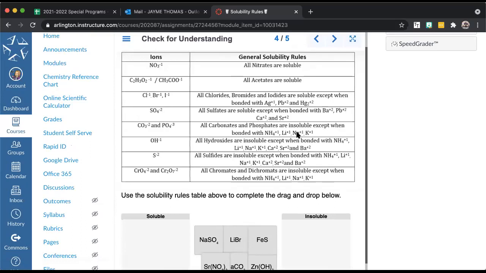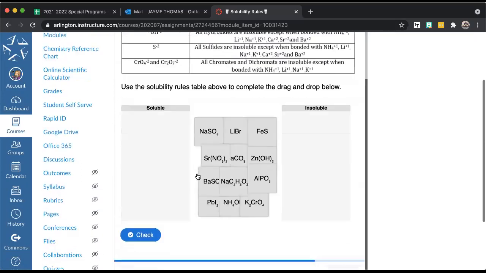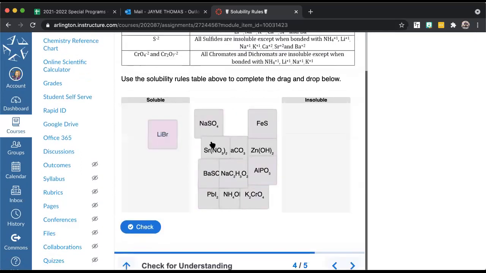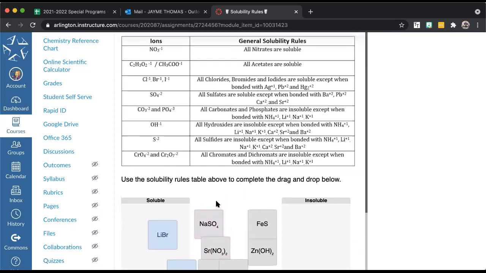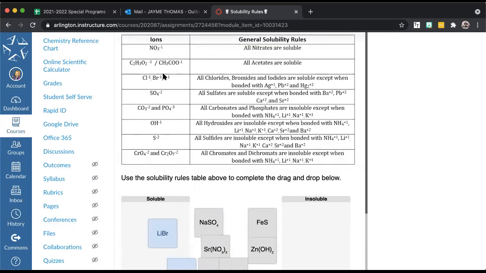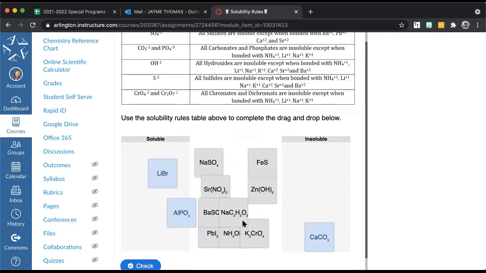And then here at the end, your overall check for understanding on using these rules, it has the same chart that we just went over, and you have several compounds listed below, and you're just going to drag them to wherever you think they go. And then you can check yourself. So again, look at the negative ion, the anion first, find it on the chart and look at the rule, and then check to see if the cation is an exception or not. And that will tell you which direction to categorize them.